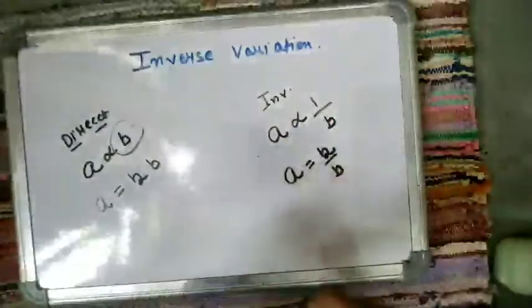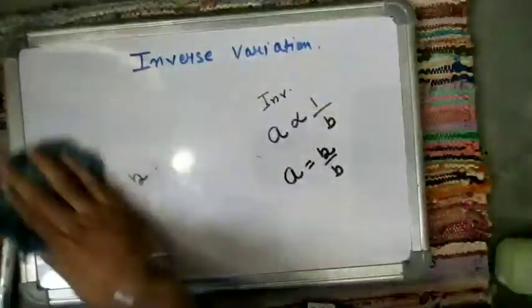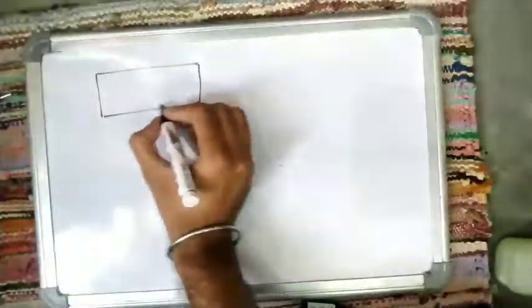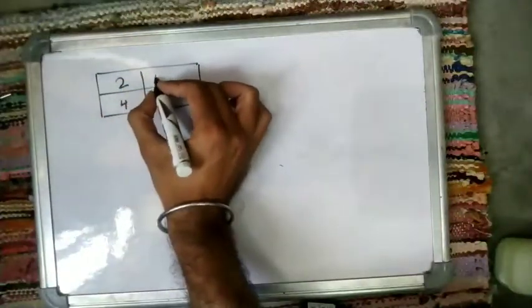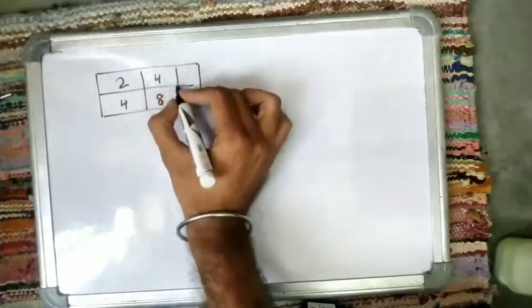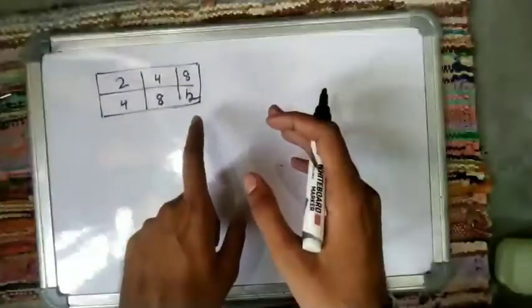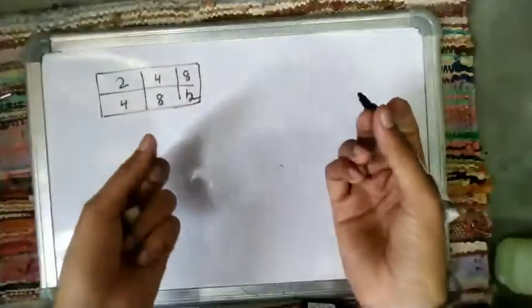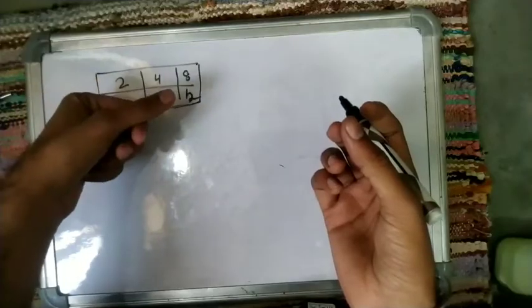So I take an example for both inverse and direct variation. Let's take an example. If I write here this box, like 2, 4, 4, 8, and 8, K, you know that the value of K is 16, because it is a very simple example. 2 becomes 4, 4 becomes 8, 8 becomes 16.